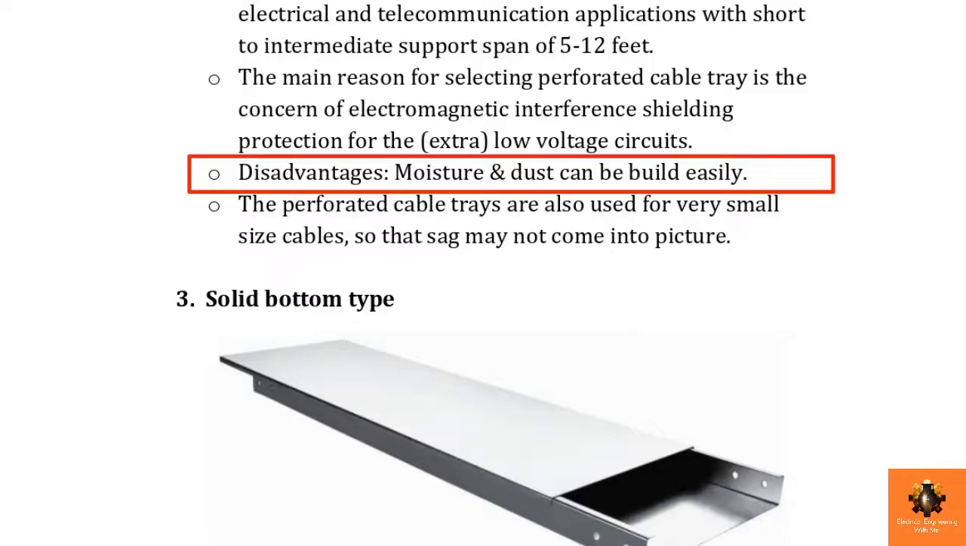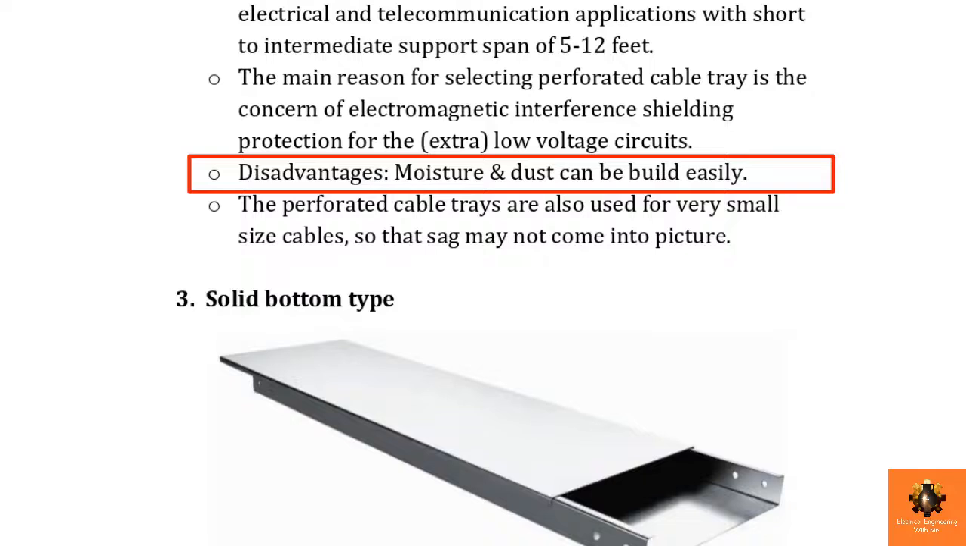Clear? But the disadvantage with these types of trays is that moisture and dust can build up easily. As we are installing this cable tray under the false ceiling or in an outdoor area somewhere, the chances of dust layer formation are high. In areas like these, we go for the ladder type cable tray because there is no chance of dust layer formation. That is also one reason to use the ladder type cable tray.